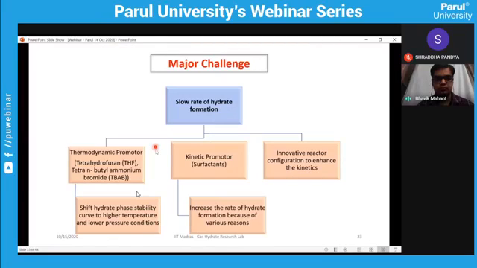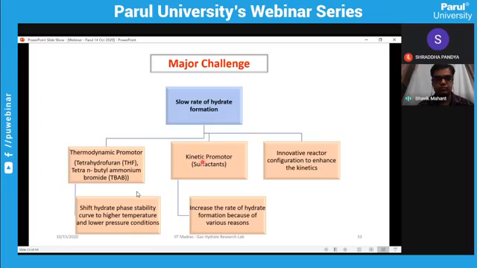Basically, three solutions are available in this research area. One is a thermodynamic promoter. We have to add some chemicals like tetrahydrofuran or TBAB. What they do is shift the hydrate phase stability curve to higher temperature and lower pressure. Meaning if you can make hydrate at 60 bar and 273 Kelvin, then with the help of THF, you can make hydrate at 298 Kelvin also, and below 30-40 bar. So you reduce the pressure and raise the temperature.